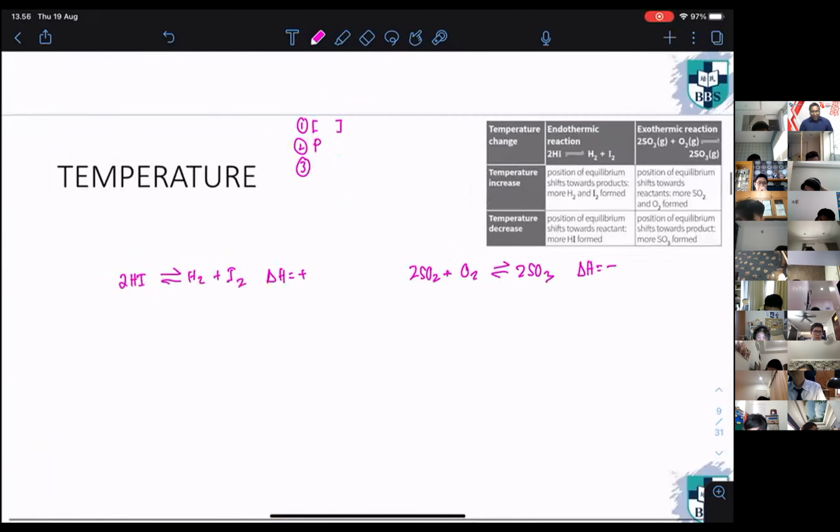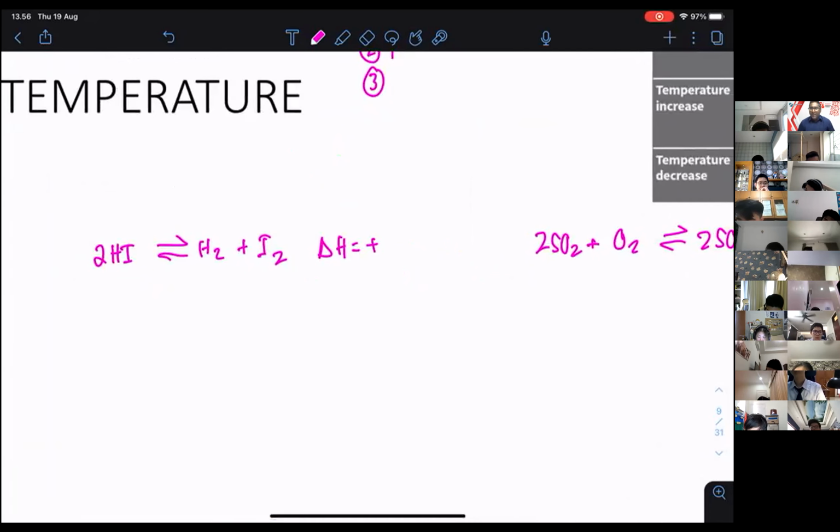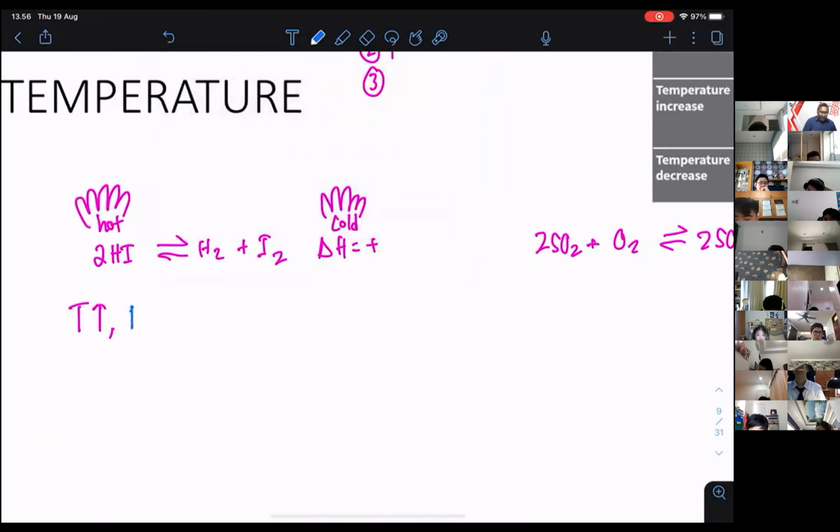Now my method is basically quite simple. If it is endothermic, endothermic means heat is being absorbed from the surrounding. So if I put my hand over there, my hand is a surrounding, so my hand will feel cold. If I put another hand over here, my hand will feel hot. So what happens if I increase the temperature? According to LCP, I need to decrease the temperature. How do I decrease the temperature? By moving from hot to cold. That is how you decrease the temperature. Hot to become cold. So my position of the equilibrium is shifted to the right.